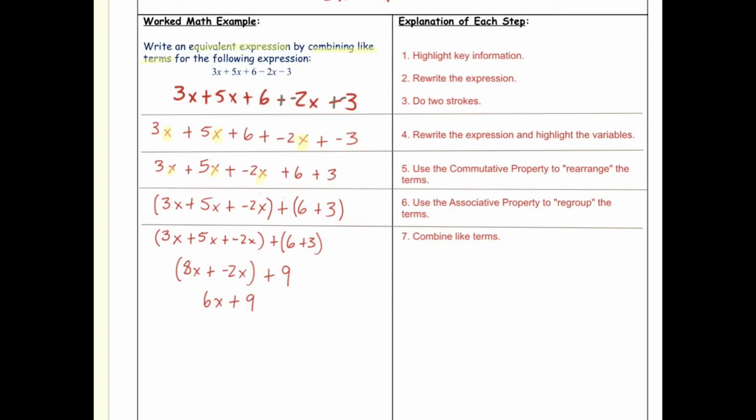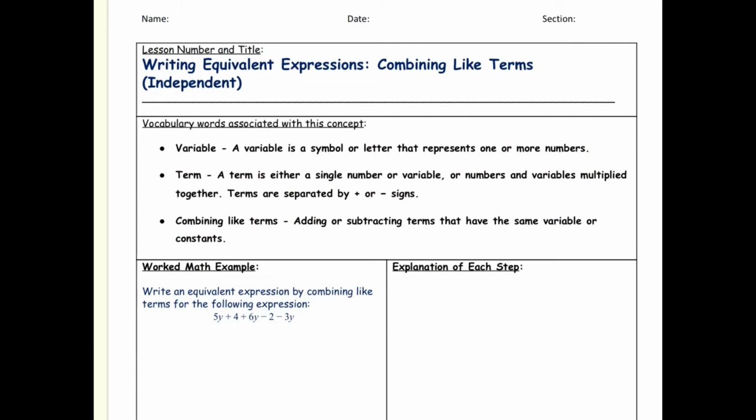Now, we got our equivalent expression, and this is called standard form. Our equivalent expression is in standard form, which means it's the simplest form possible. Our last step will be to box our answer. Using the first part of the video, you should be able to do this yellow page independently.